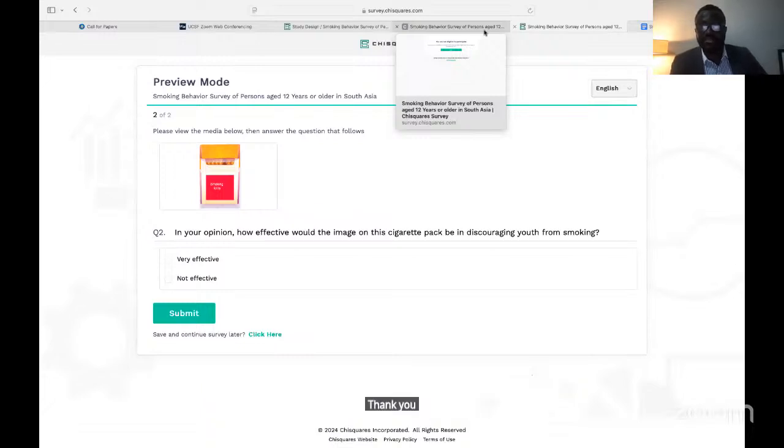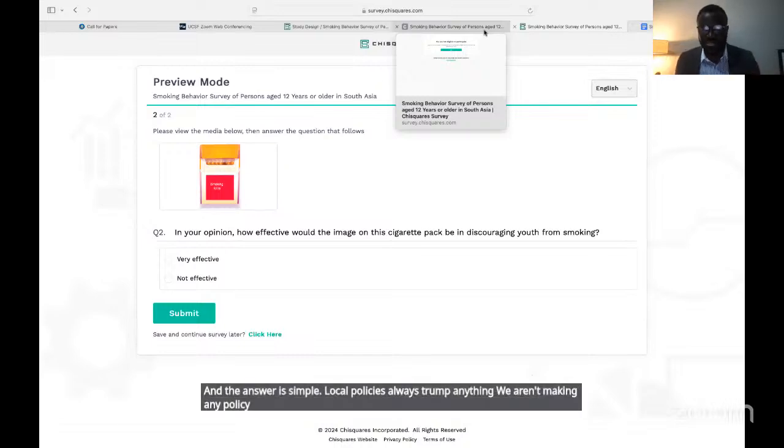Great question. I'll answer the second one first, and the answer is simple. Local policies always trump anything. We aren't making any policy. So your local rules always take precedence. Whatever your university or your institution or your area tells you to do is what you have to do.